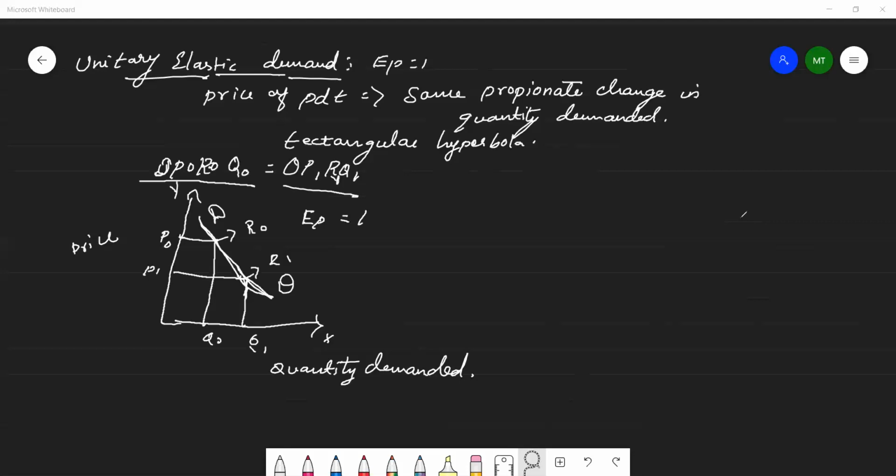Okay. Next, 0 less than EP less than 1, inelastic. Okay. So the percentage of Q less than the percentage P. So steeper. Next, infinity greater than EP greater than 1. So elastic, relatively, percentage Q greater than percentage P. So நம்மளோட shape வந்து flat. Okay, that's all.